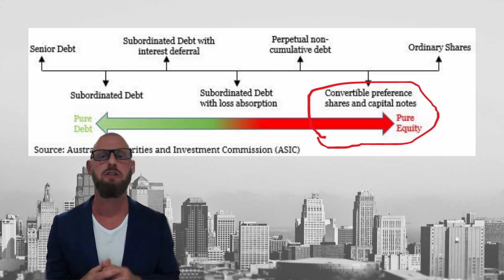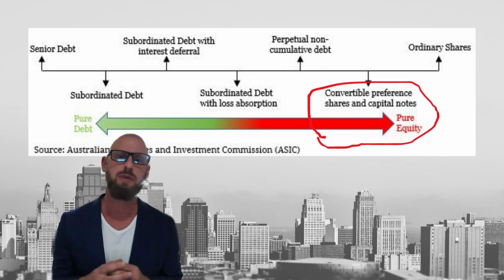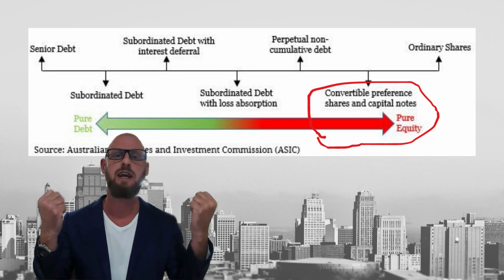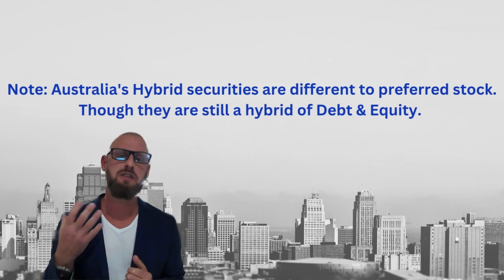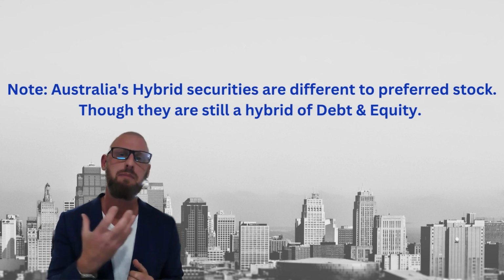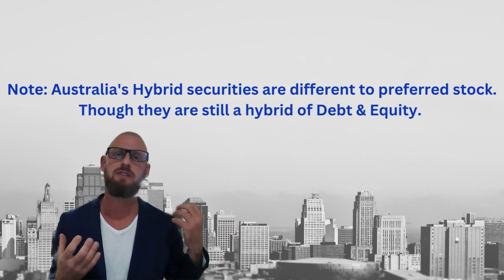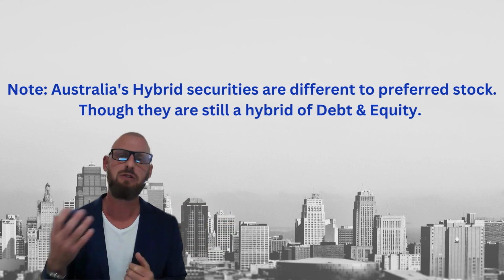Now, another form of funding is known as preferred stock, or in Australia, hybrid securities. They're called this because it is in effect a hybrid of both debt funding and equity funding. Preferred stockholders receive a fixed dividend payment. So it's similar to interest rate payments on debt. But they also have the benefit of being potentially able to receive capital appreciation.